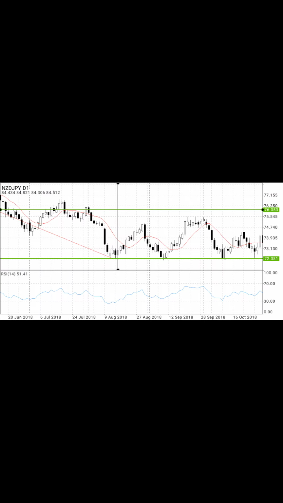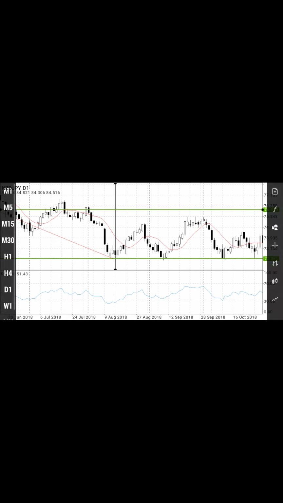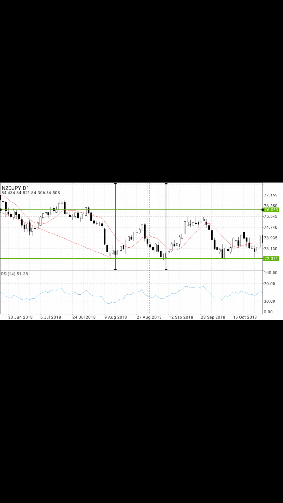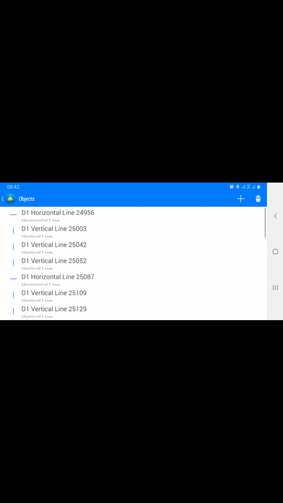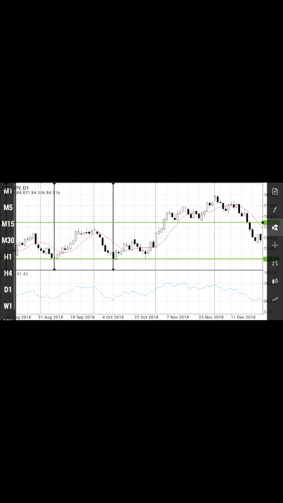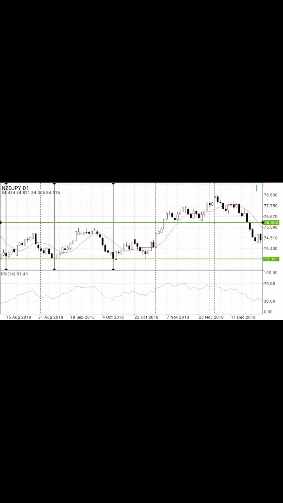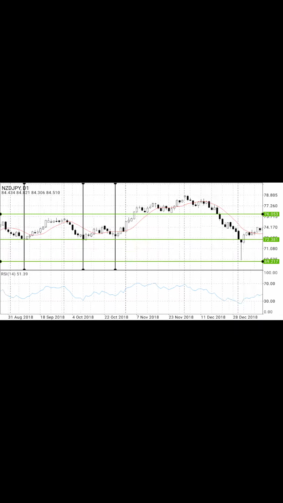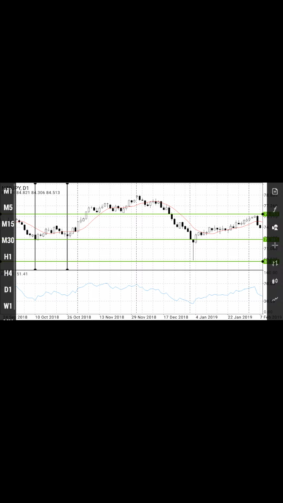This is the first time. The second reinforcement. That's the second. That's the third reinforcement. And then the fourth reinforcement. 4 reinforcements. Then another reinforcement, which actually broke below that support.